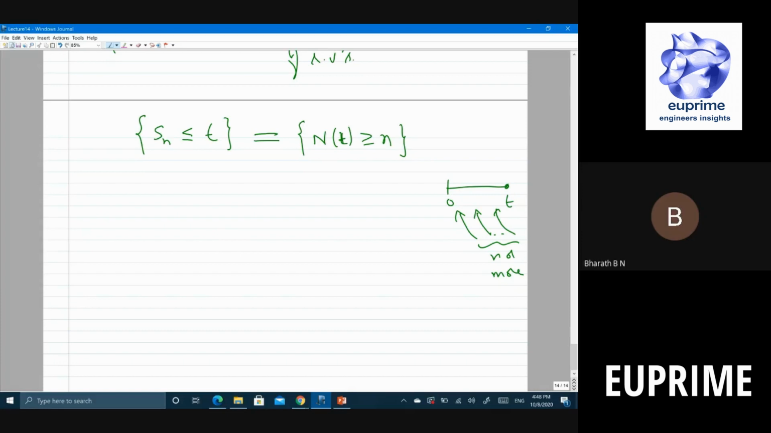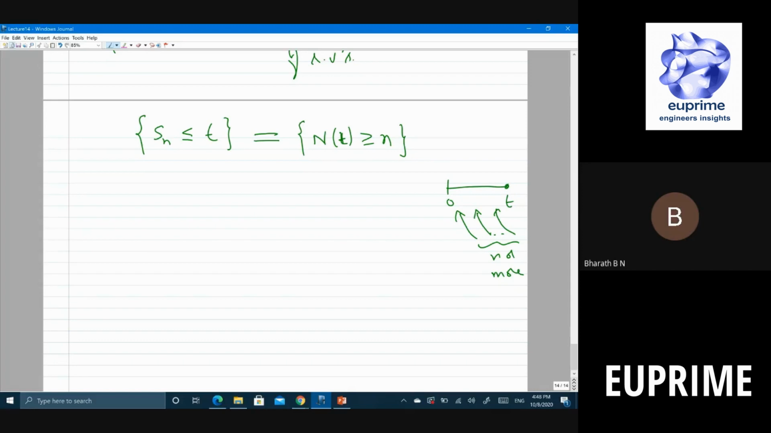Is this fine? Sir, can you elaborate this? Sn is less than t. Once more. Sir, what do you mean by Sn less than or equal to t? Can you tell me what is Sn? Sn is the time of the nth arrival. Correct. I'm saying the time of the nth arrival is less than or equal to t.